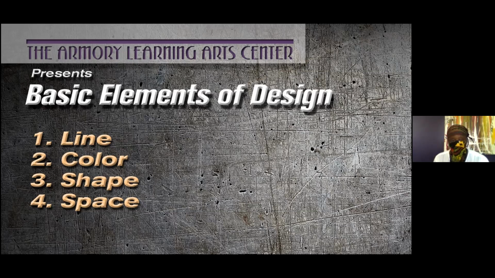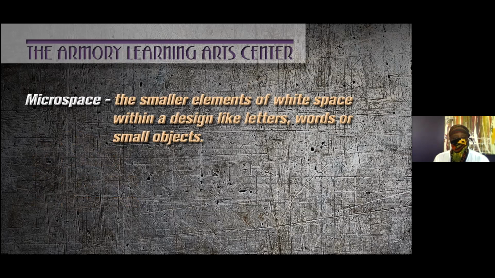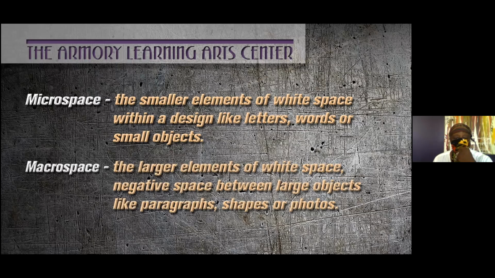Okay, and so you have microspace. Microspace is the smaller elements of white space within a design, like letters, words, or small objects. Okay? And then the opposite of microspace is macrospace. This is the larger elements of white space, and it represents the negative space between large objects like paragraphs, shapes, or photos.